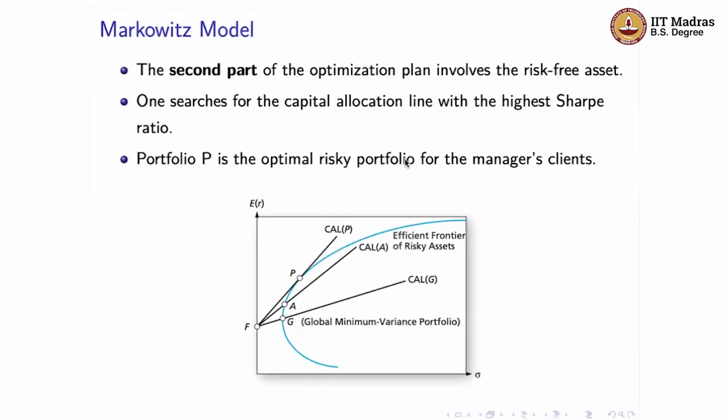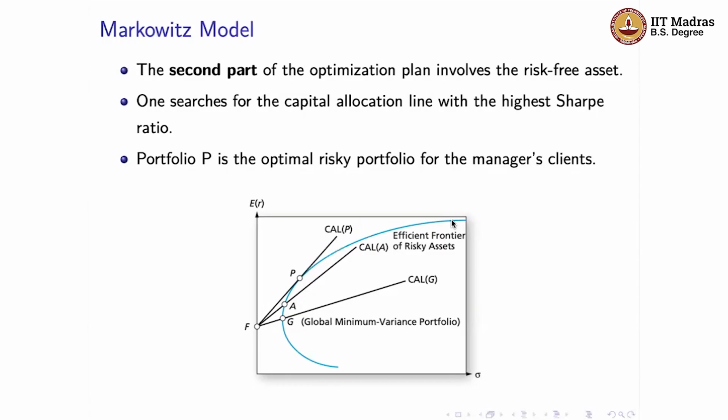What about the second part? Once you have got the efficient frontier, the second part starts with how you incorporate the risk-free asset. And this is very similar to what we have discussed before. So imagine that point F here corresponds to the risk-free asset. And among all points that are on the efficient frontier, you want to think about which point you want to combine with the risk-free asset.